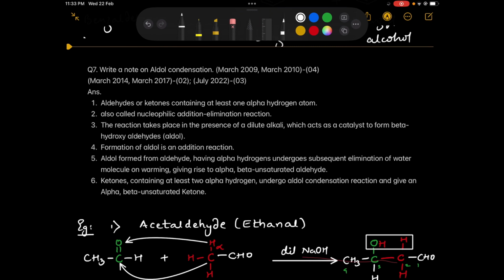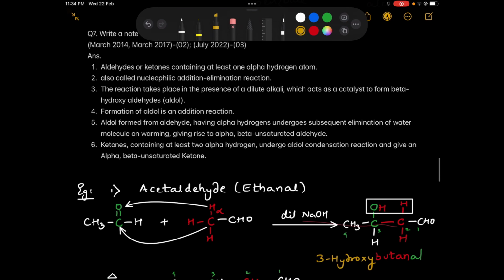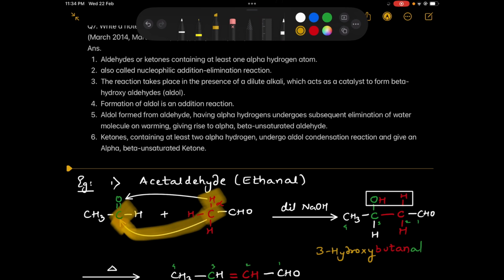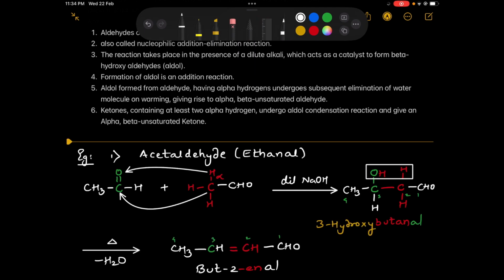So aldol condensation will be shown by the aldehydes or by the ketones which are containing at least one alpha hydrogen atom. This reaction occurs in the presence of a dilute base like dilute sodium hydroxide. So what is important is the alpha carbon and alpha hydrogen, and in the other molecule, the important part is the carbonyl group. So the alpha carbon will get bonded to the carbonyl carbon and the alpha hydrogen will get bonded across the carbonyl oxygen. We will be getting the formation of hydroxyaldehydes, or this is also called aldol.